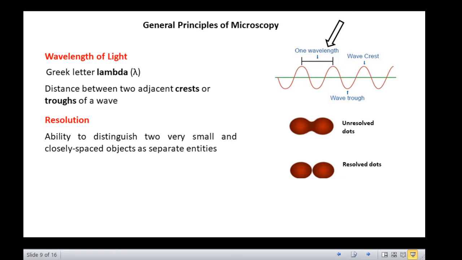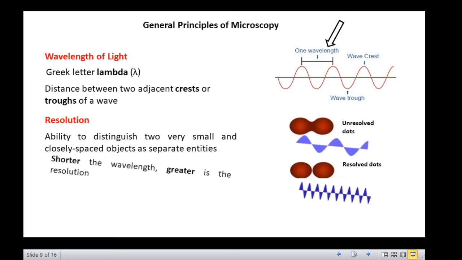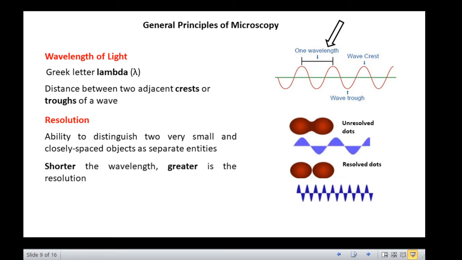If the wavelength of light is very long, the two objects will be seen as one single blurred object, as in the upper figure. Therefore, shorter the wavelength, greater is the resolution.